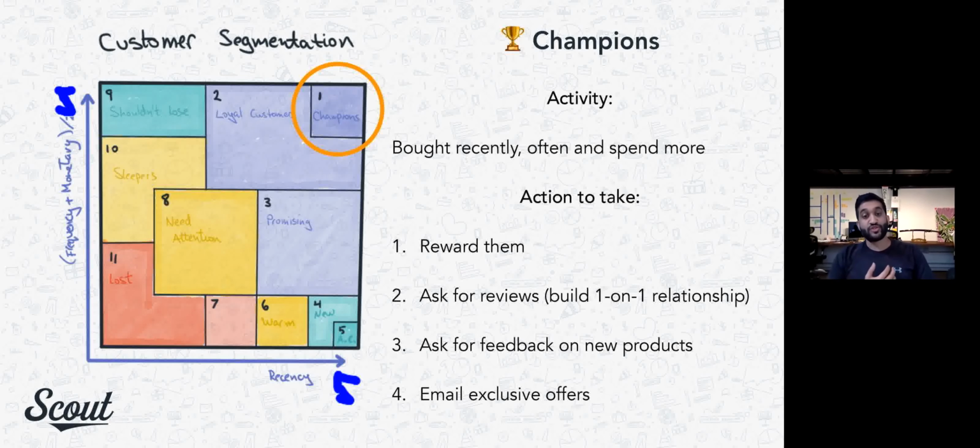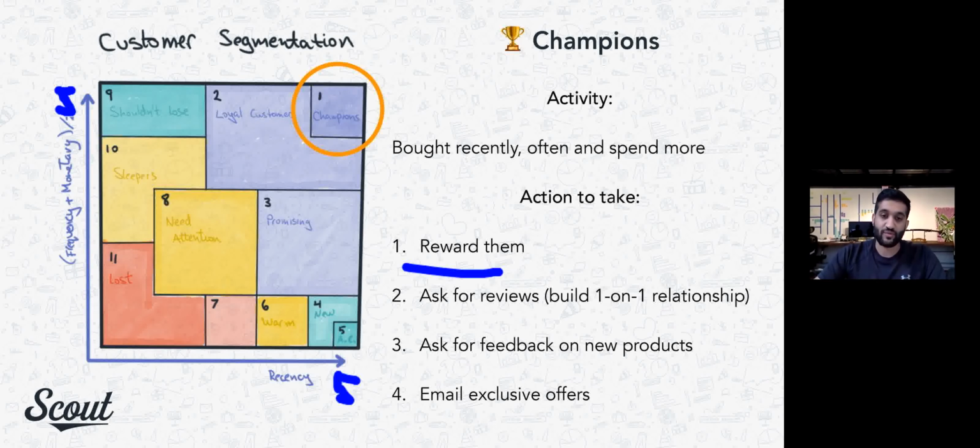And so what should you do with these customers, right? You shouldn't be sending them discounts because they're already going to buy from you. If you send them discounts, you're kind of diluting your brand. But you do want to reward them, right? Reward them with points, reward them with gift cards, reward them every once in a while, send them exclusive offers. That's the type of stuff that you want to do. So that's basically one action that you can take on them.